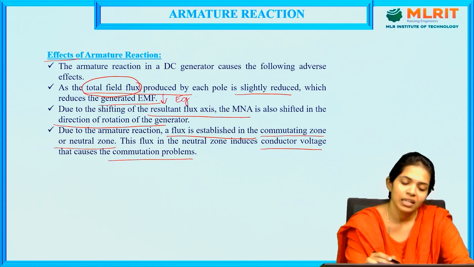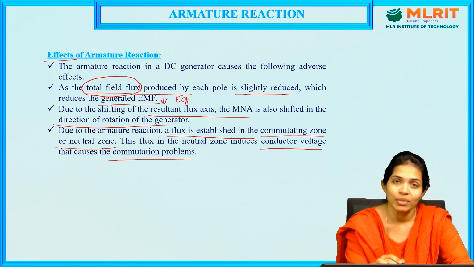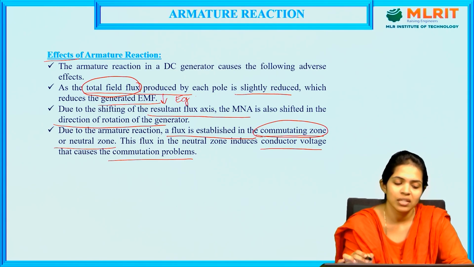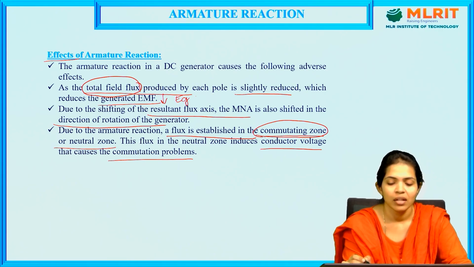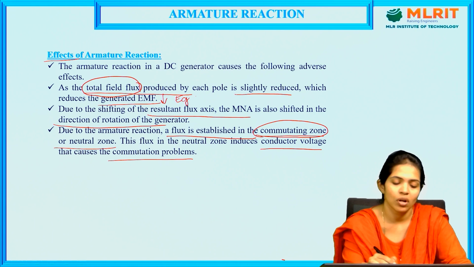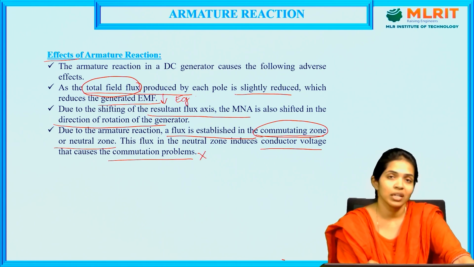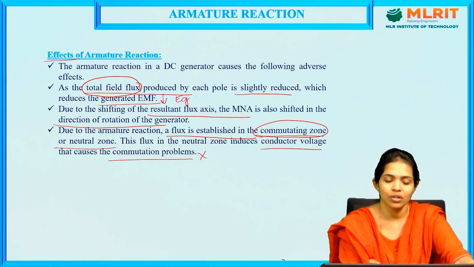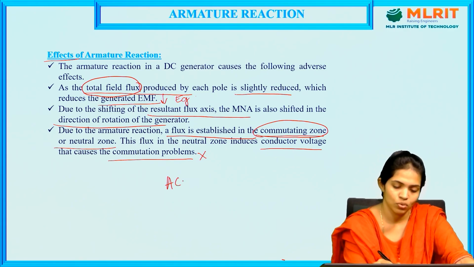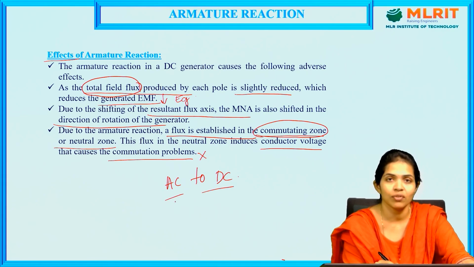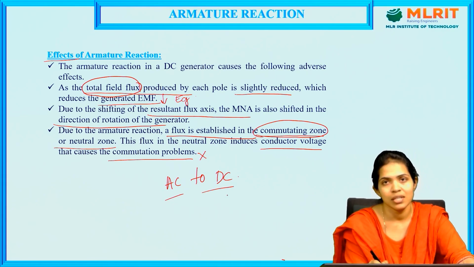We can see that due to the armature reaction, there is some amount of flux being generated in the commutating zone also. This commutating zone will again cause a voltage to be induced, which causes problems in the commutation. The commutation process, we know, is the reversal of current, or converting the AC quantities to DC quantities. So with this armature reaction, there is an impact on this process of converting AC quantities to DC quantities also.